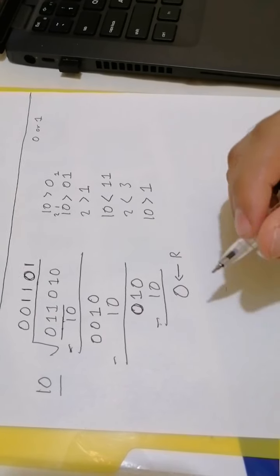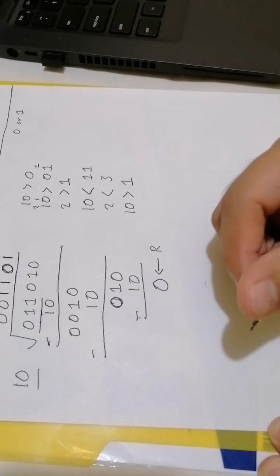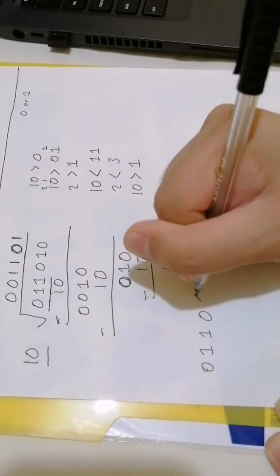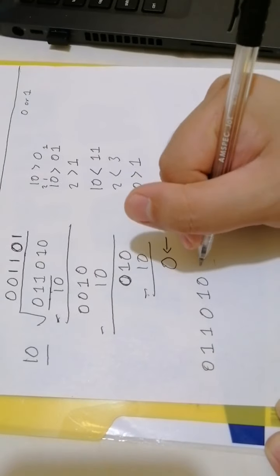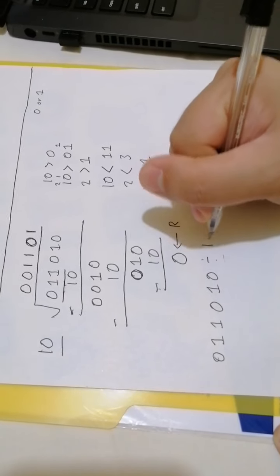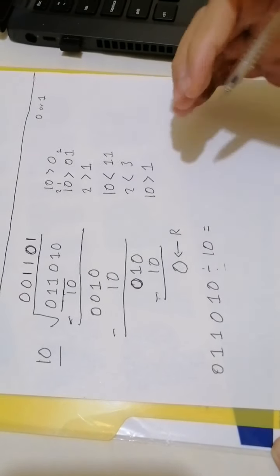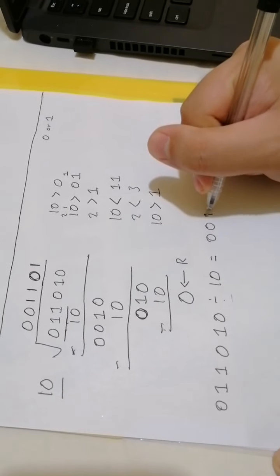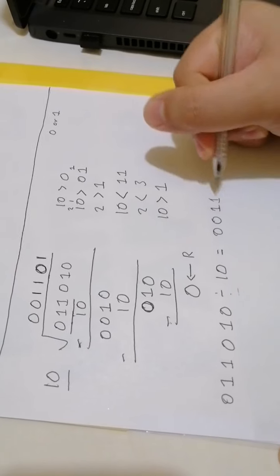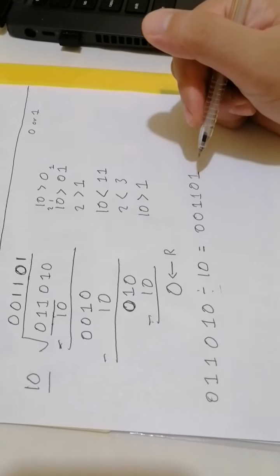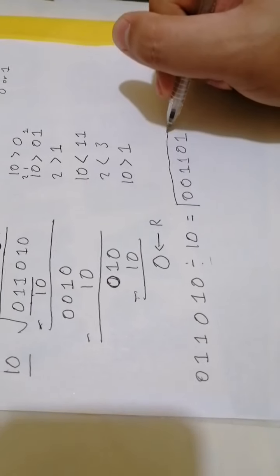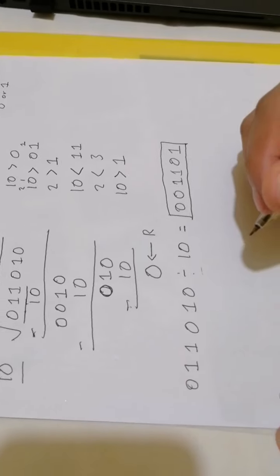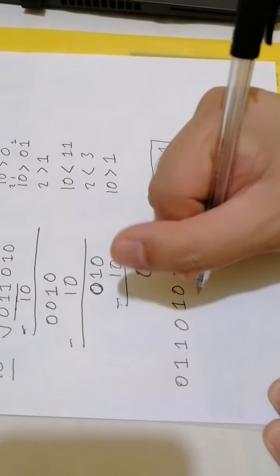So let's do the checking. So we have the dividend of 011010, divided by the divisor of 10, and the answer 001101. So how can we make sure that this is the answer? So we're getting it by using this.